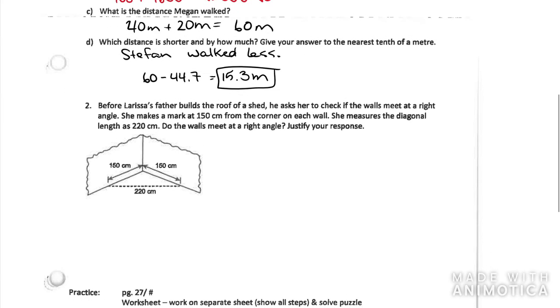Okay, and we only have one other question for this one. So before Larissa's father builds a roof for the shed, he asks her to check if the walls meet at a right angle. She makes marks at 150 centimeters from the corner on each wall. She measures the diagonal length as 220. Do the walls meet at a right angle?